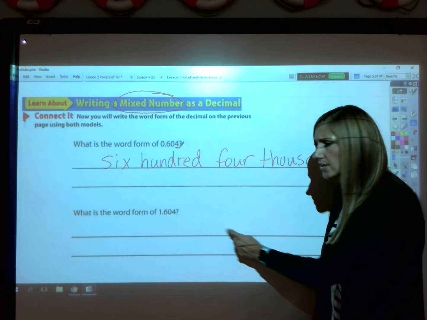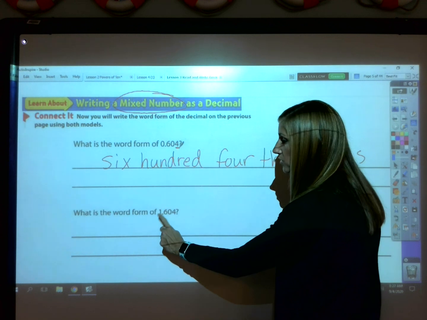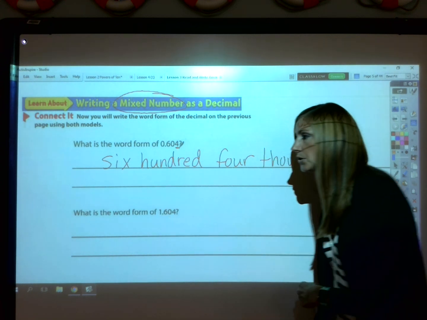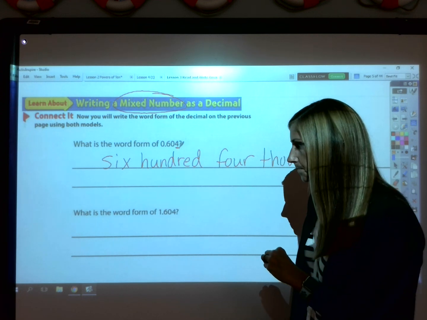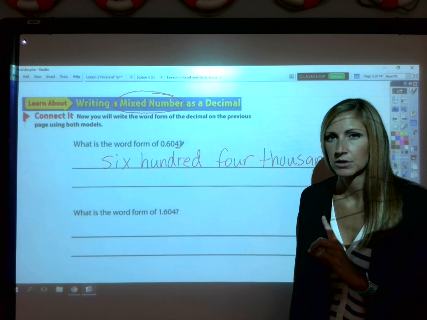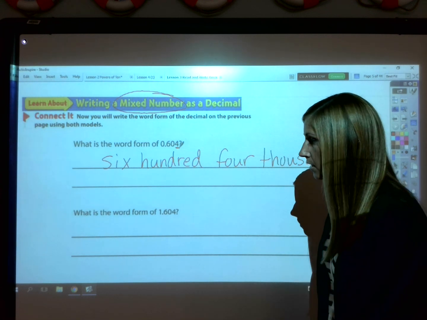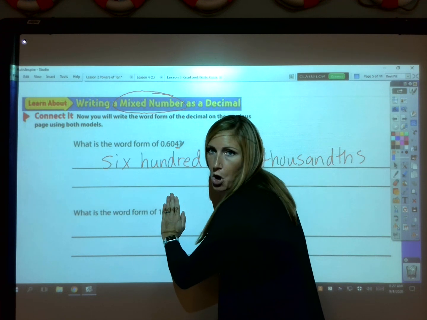Okay, now this one has a whole number. It's considered like a mixed number. It has a whole and parts of a whole. So there's something special we need to put in there. And it's one word that represents the decimal. Do you know what it is? So we would write our whole number. It's just a 1.